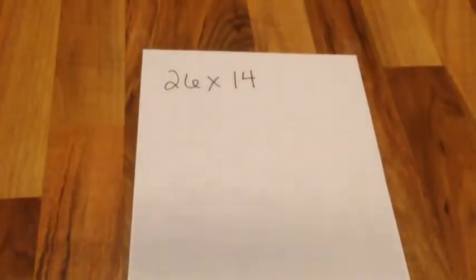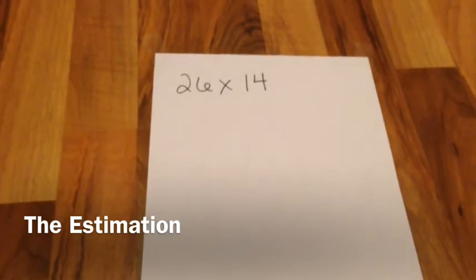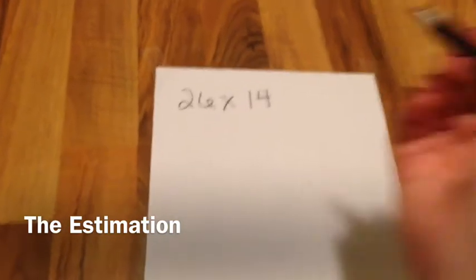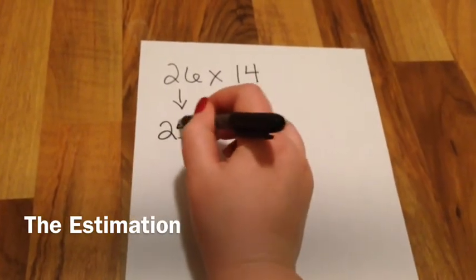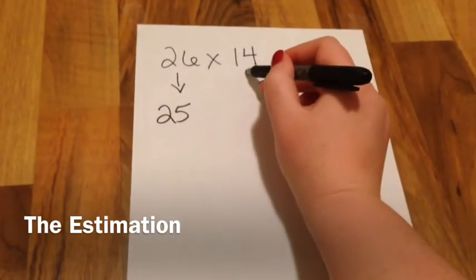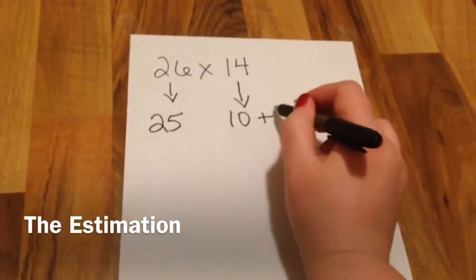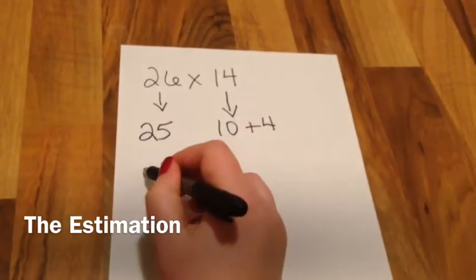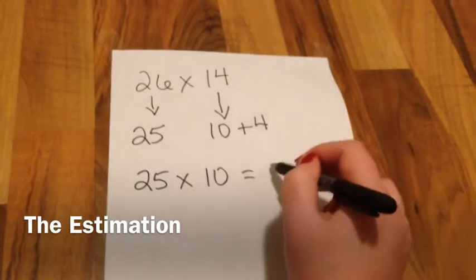To start ourselves off, we will estimate the product of 26 multiplied by 14. To estimate this product, I will round the factor 26 down to the benchmark number 25 to make it easier for us to work with. Next, I will look at the factor 14. 14 can be seen as 10 plus 4. Now we know that 25 multiplied by 10 is 250.